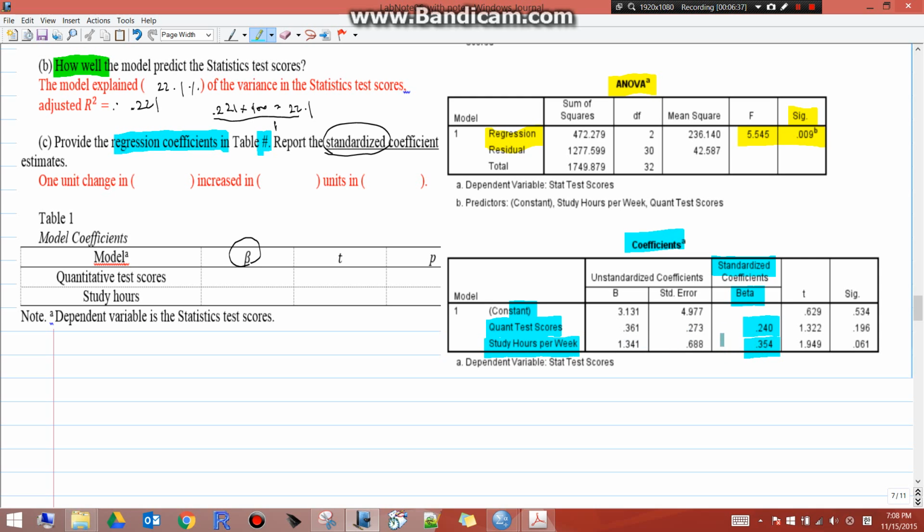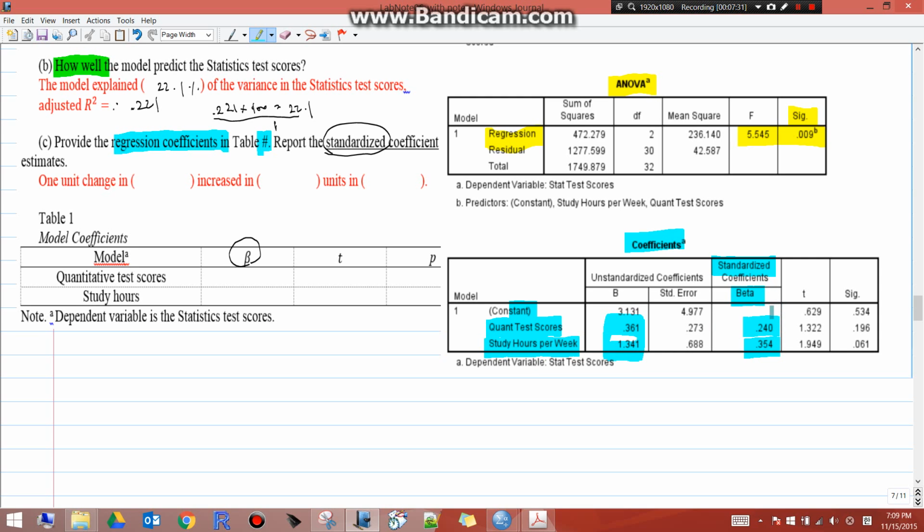Why did this happen? Because the unit of study hours is not equivalent to the unit of quantitative test scores. This is why unstandardized coefficients sometimes mislead us to say there's a huge difference, like study hours contribute way more to statistics test scores. However, the standardized difference is actually 0.114, and that's it. So this is why, when we compare the effect sizes or the effect across multiple predictors, it's usually better and more meaningful to report the standardized coefficient beta.